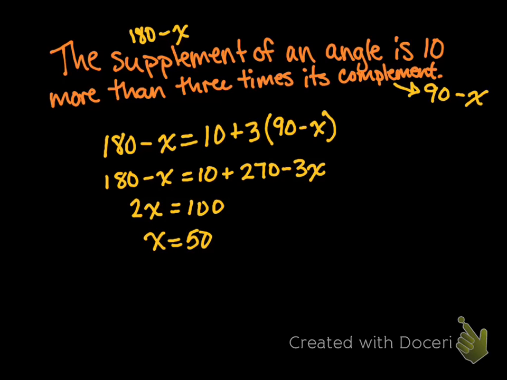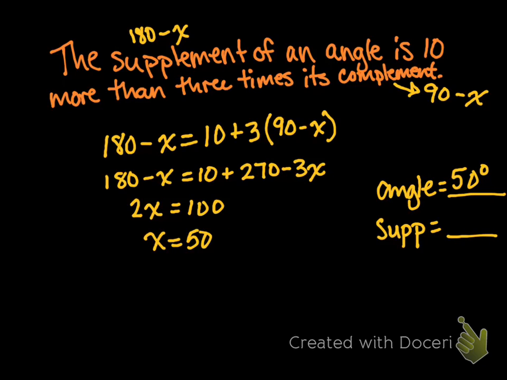Okay, so this x is our angle. We come over here and say our angle measure is 50 degrees. The supplement is 180 minus 50, or 130 degrees. And the complement is 90 minus 50, or 40 degrees.